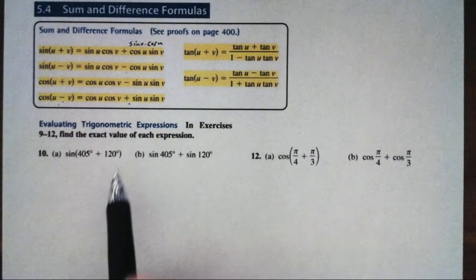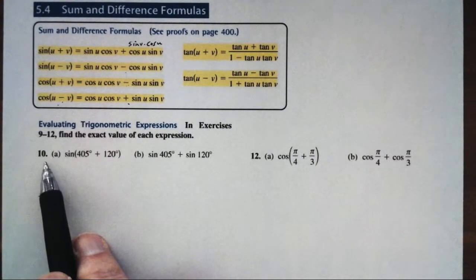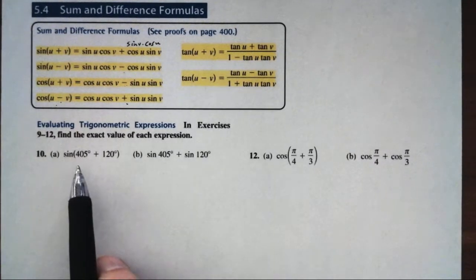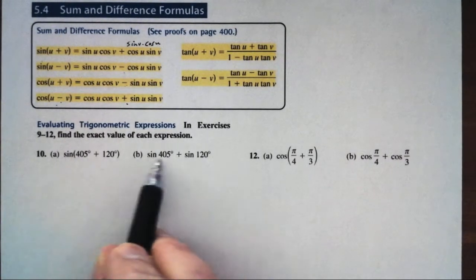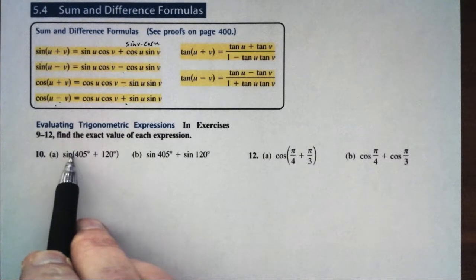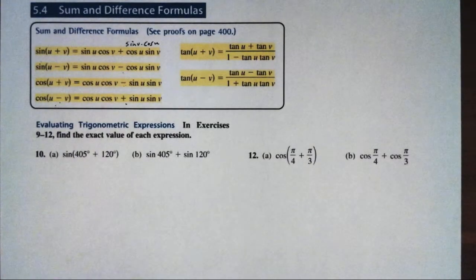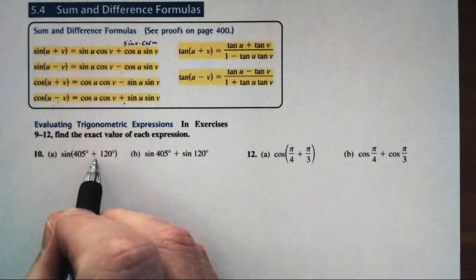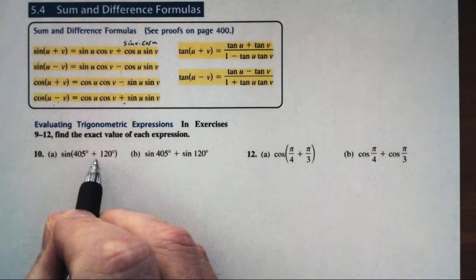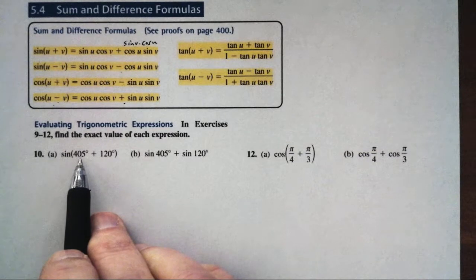So the author's trying to make a point on number 10 and 12 that we're going to take a look at. If you can look from A to B, it looks like, well, how about if we just distribute sine into here and treat it that way? So let's start with A.